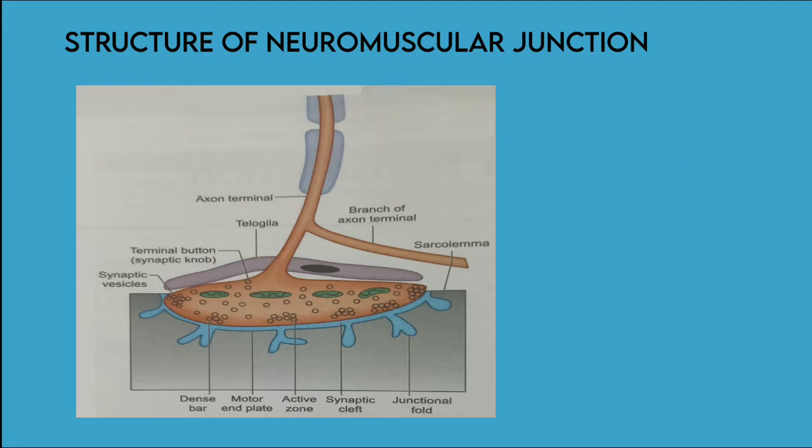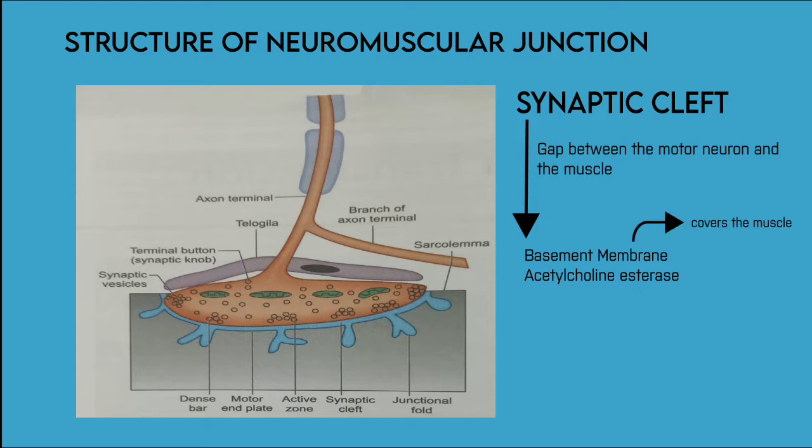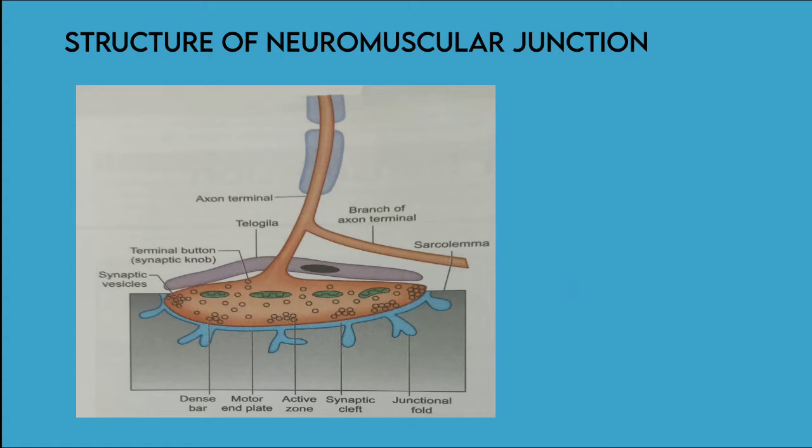The second part, that is the synaptic cleft. It is a gap between the motor neuron and the muscle. The 2 main features of the synaptic cleft are the basement membrane and the acetylcholine esterase enzyme. The basement membrane covers the surface of the muscle. Acetylcholine esterase is an enzyme that is present in clefts in between the basement membrane, and it rapidly degrades acetylcholine into acetate and choline. Next, the postsynaptic portion.